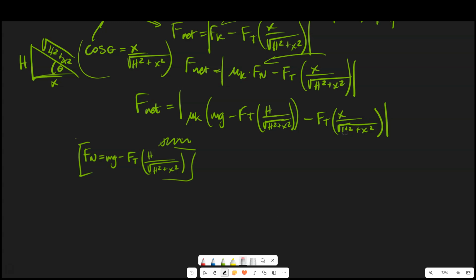I'm just going to rewrite this h to make it a little more clear. This is h squared underneath this root. In any case, that's how you would do that section of this FRQ.